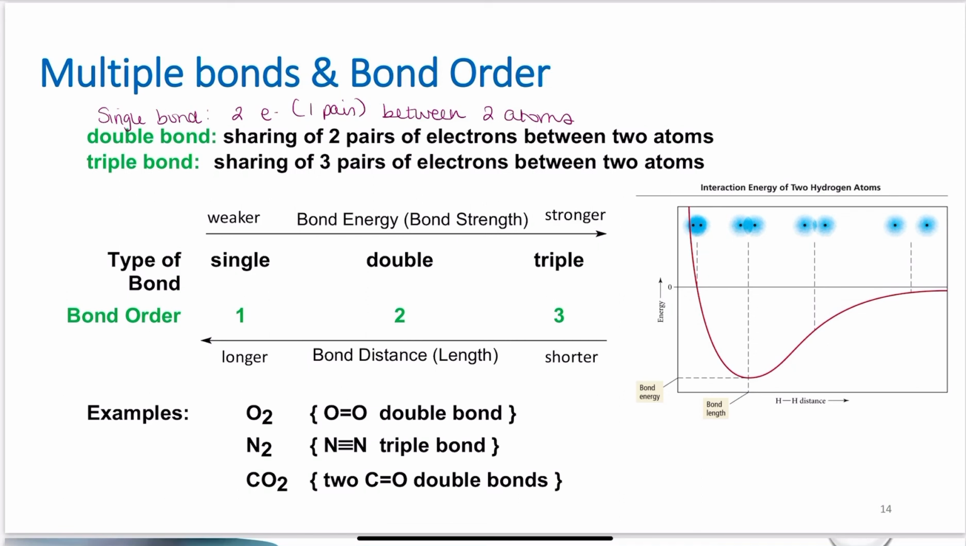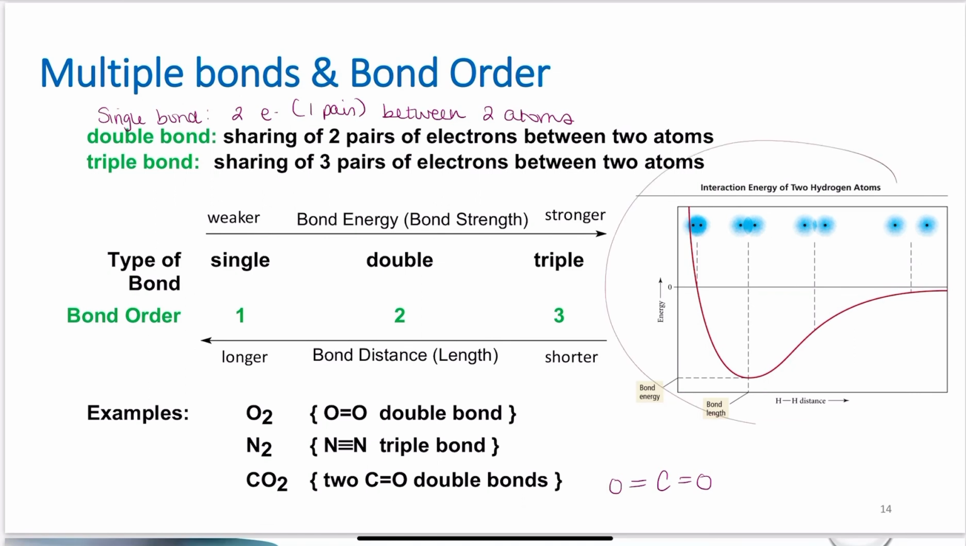So examples, O2 actually forms a double bond. We're going to learn about how we can figure that out in just a bit in this chapter. Different module in this chapter. N2 actually forms a triple bond. CO2 forms 2 carbon-oxygen double bonds.